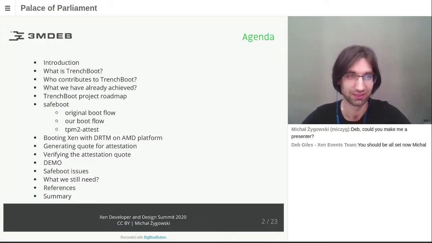I'm going to talk about Xen system boot attestation using TPM2 and DRTM. I'll briefly describe what the TrenchBoot project is, who contributes to it, what we have already achieved, and what we plan to do, and about safeboot. This is quite a recent utility that helps with TPM2 attestation. I will show you how it works, maybe some demo, the problems I have faced, and what modifications will be needed in the future to Xen.